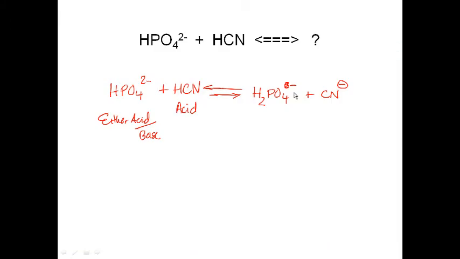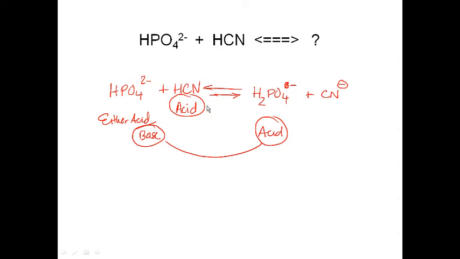Oh, now I've got to go back this way. Let's label acids and bases on either side. Well, we just did this. HCN is the acid, and now HPO4 2 minus is the base. So this is the base. What happened? HPO4 2 minus picked up a proton, so its conjugate acid-base pair is here.